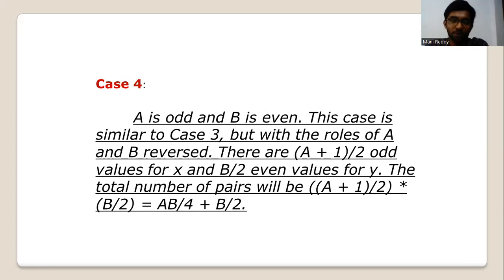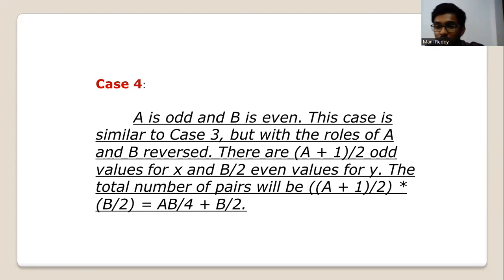And now case 4 is what? A is odd and b is even. The first case is both are even, the second case is both are odd, and the third case is a is even and b is odd. Now case 4 is what? We chose that a is odd and b is even.